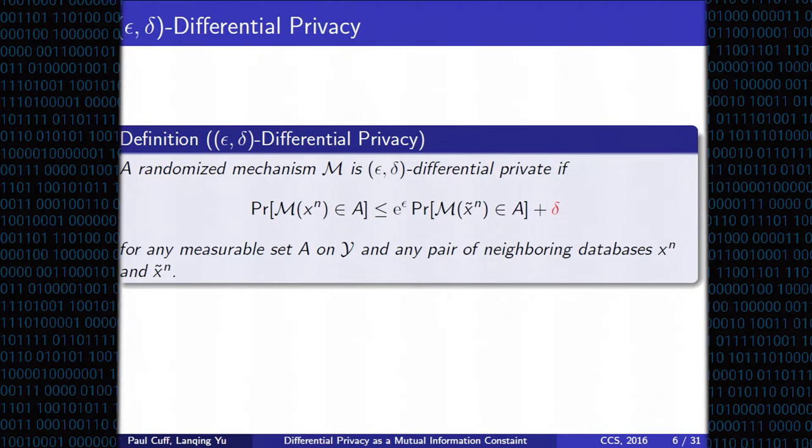And there's a relaxed version of differential privacy, the so-called epsilon-delta differential privacy. Well, the only difference is there is an additive constant delta there. An easy way to interpret that is, you only need the e to the epsilon ratio constraint to hold with probability 1 minus delta.